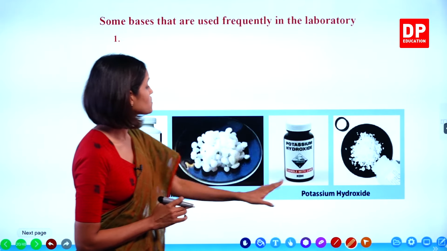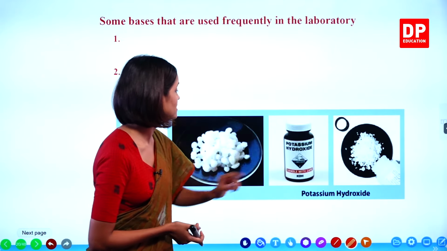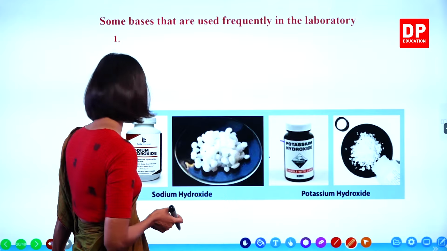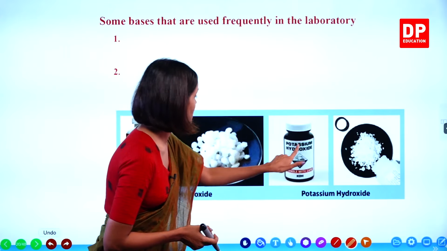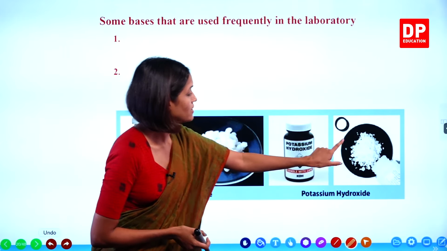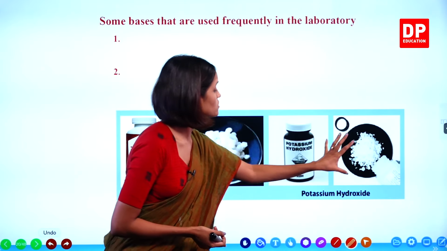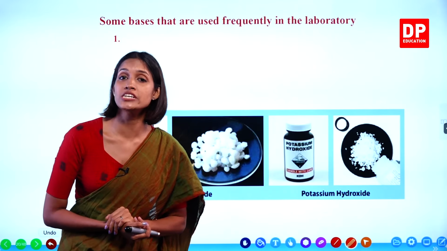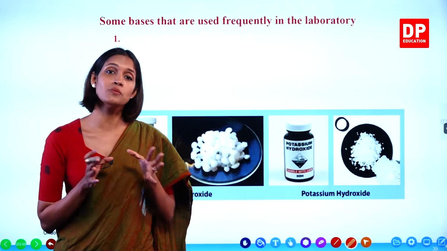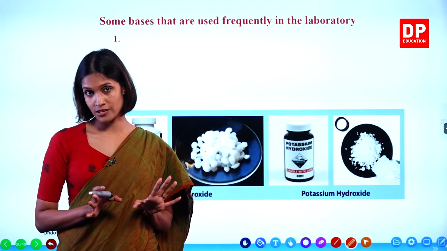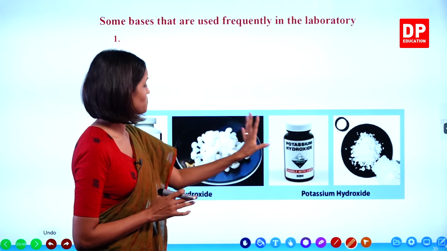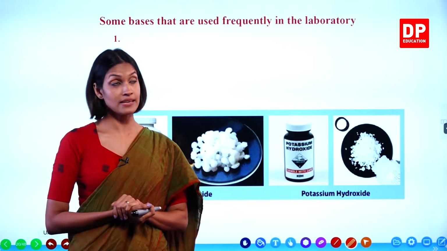And the next one here, potassium hydroxide. Look at the label here. It says potassium hydroxide and this is solid potassium hydroxide. So by dissolving this potassium hydroxide in water, we can prepare the potassium hydroxide solution. So these types of bases we can find in the lab.